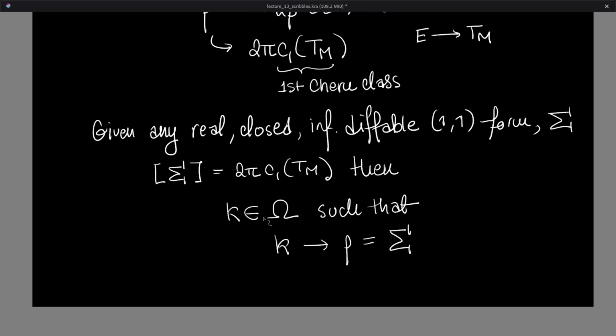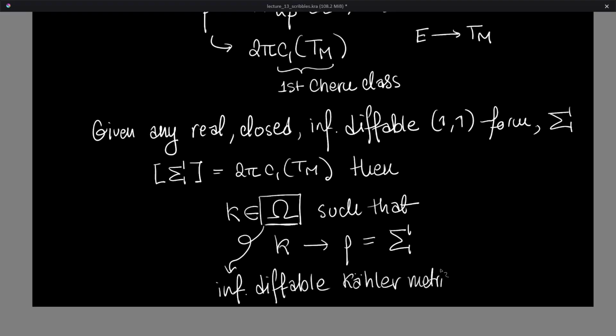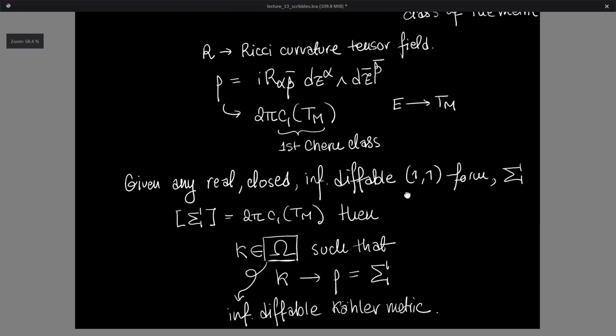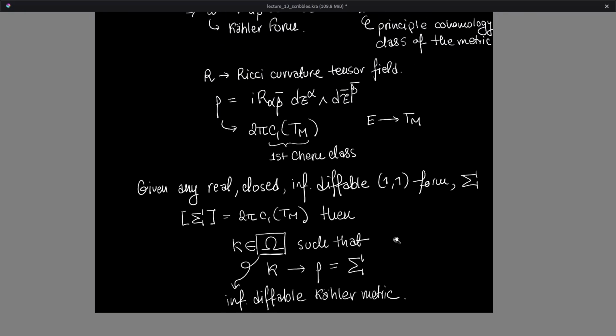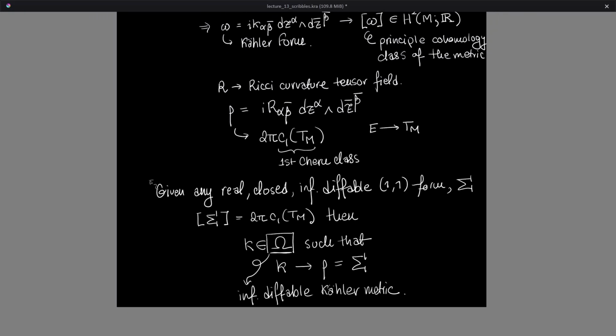So that's the conjecture. So omega is the space of infinitely differentiable Kähler metrics. This is not the omega that we've been using so far. This is an omega that Calabi is using by himself. This is the conjecture, and it was proven by Yau's proof.